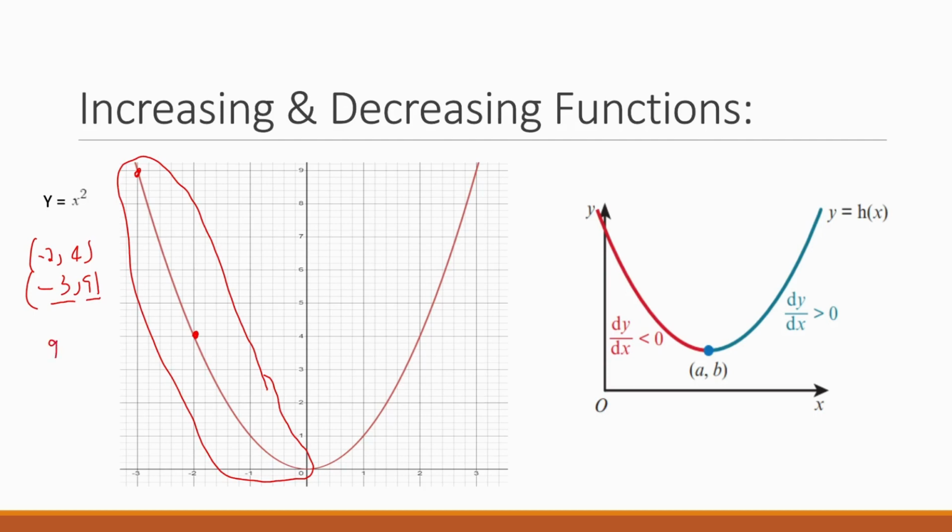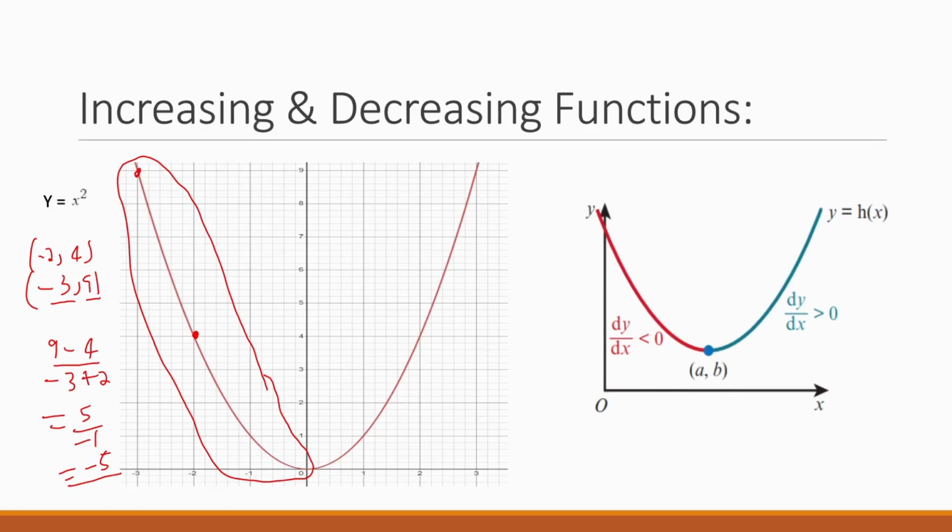So let's see, 9 minus 4. The gradient, we are using y2 minus y1 over x2 minus x1. So -3 minus minus becomes plus 2. So this gives me 5 over -1, which is -5. If you look at this gradient, this is less than 0.